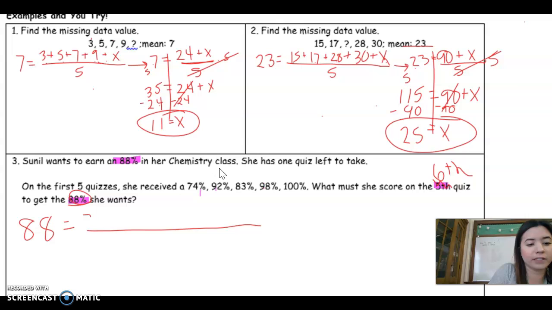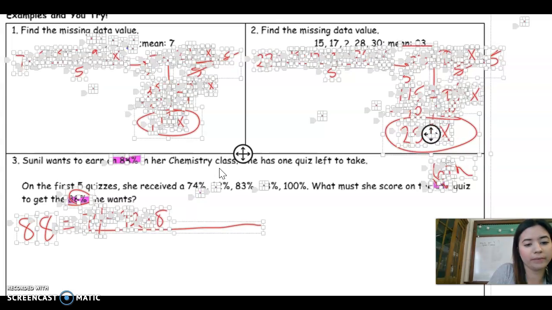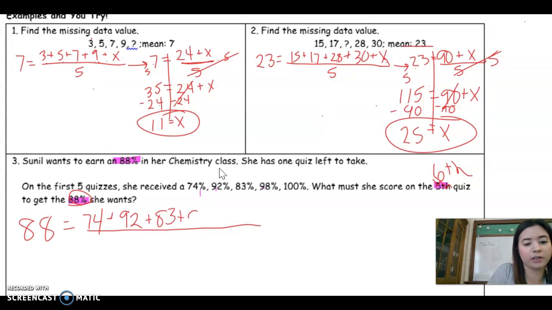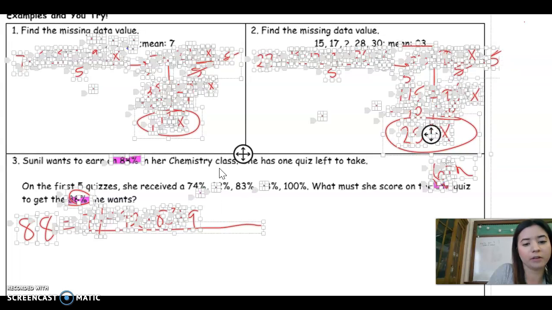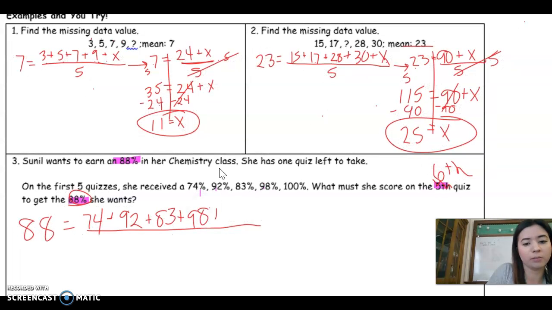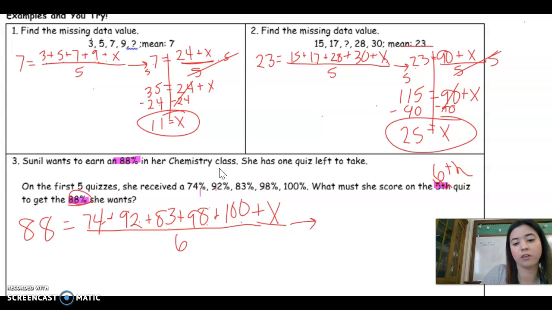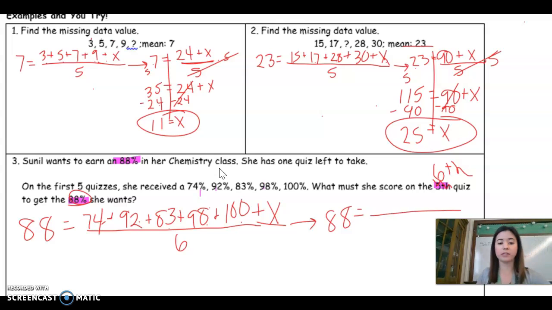All right, so we have a 74 plus a 92 plus an 83 plus a 98, oh my goodness, plus a 100, and then plus whatever she needs on her next one. And that's 1, 2, 3, 4, 5, 6 things. Okay. Go ahead and simplify it.